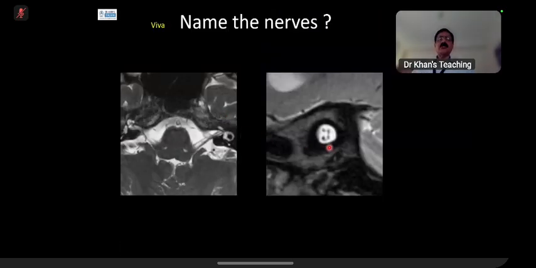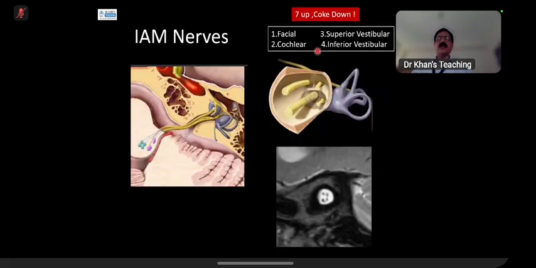So on an MR CISS sequence on a sagittal oblique, you should have clear-cut concepts that you will see four nerves. Orientation wise, this is the cerebellum, this is the anterior, this is the posterior. Here you can see four nerves, and the formula is 7 up, Coke down. The seventh nerve, which is superior to the cochlea, is this one. This is the cochlear nerve, which is here anteriorly, then superior vestibular, inferior vestibular.